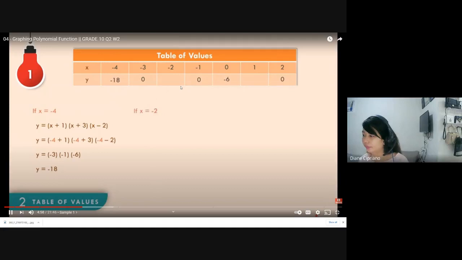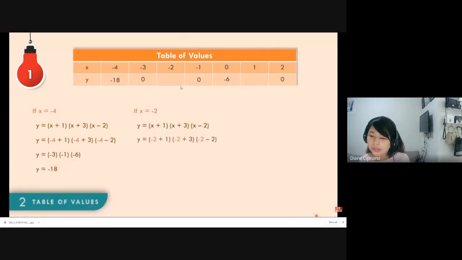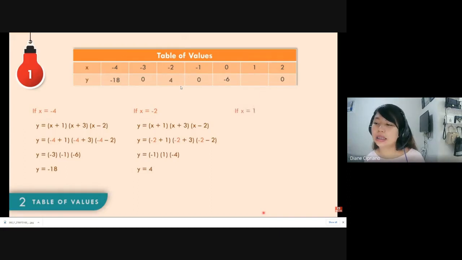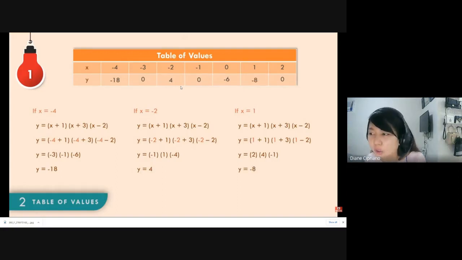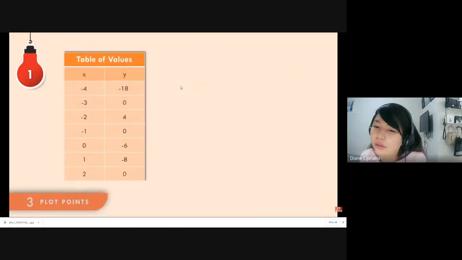Next. If your x is negative 2, to get the value of y, you need to substitute then again. Okay? So, you have negative 1 times 1 times negative 4. You will get positive 4. Next, if your x is 1, getting the value of y, just substitute the value of 1 to x, and you will get y is equal to negative 8. So you can already complete the table of values, so you can now graph these samples.